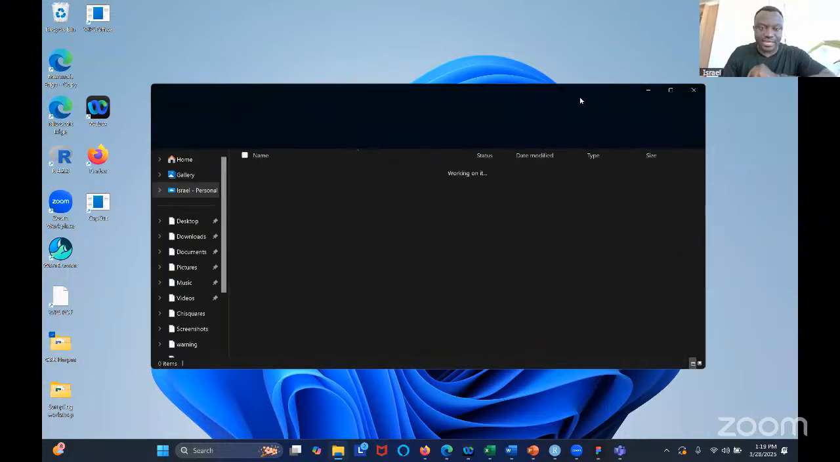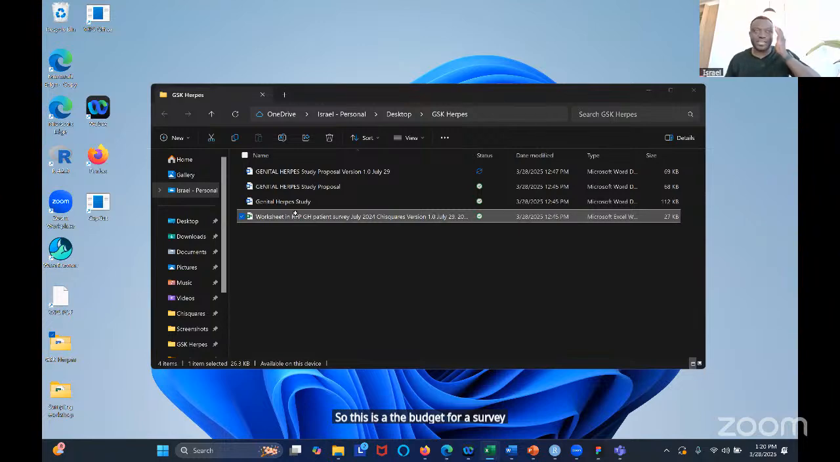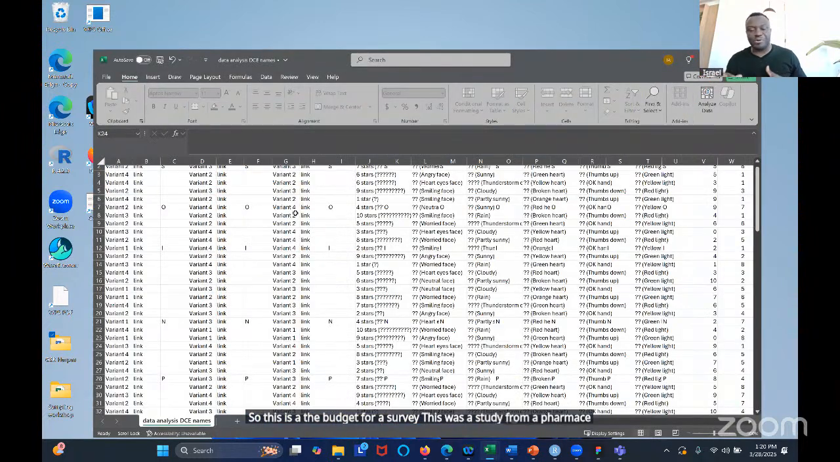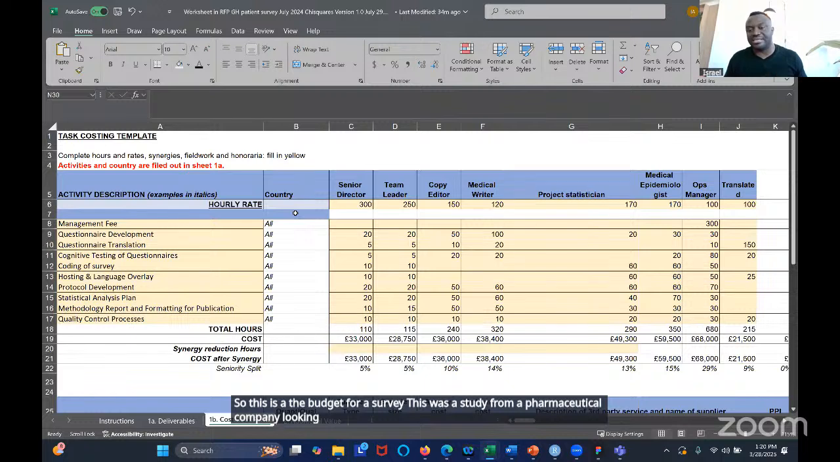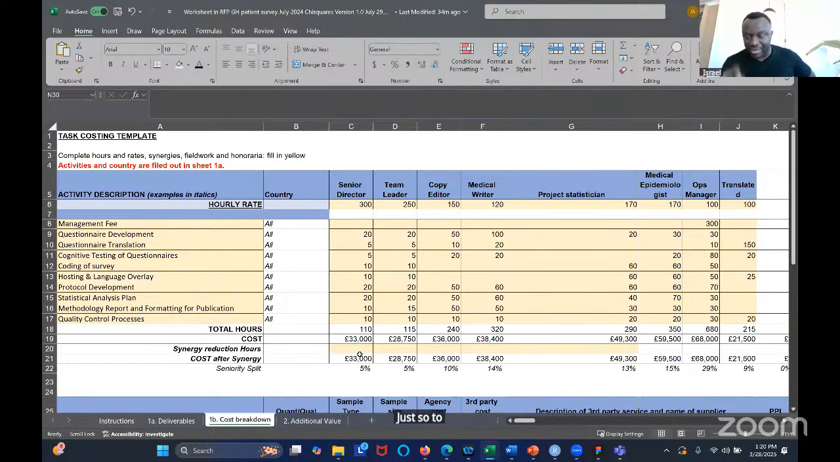So this is the budget for a survey. This was a study from a pharmaceutical company looking at patients' concerns about genital herpes in a few countries. Just to highlight some of the things that you must keep in mind when you're budgeting for surveys, right?